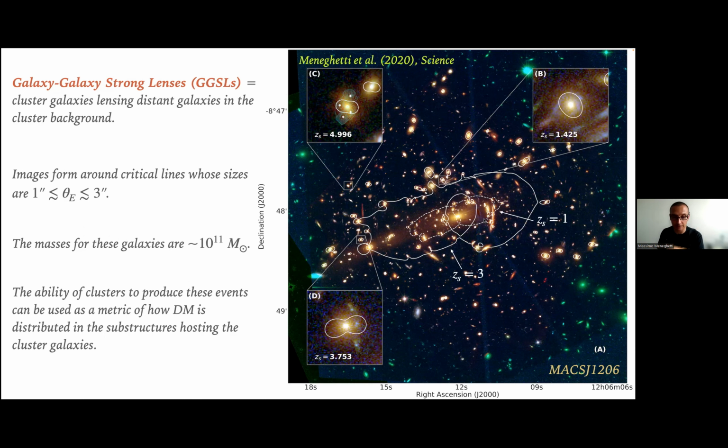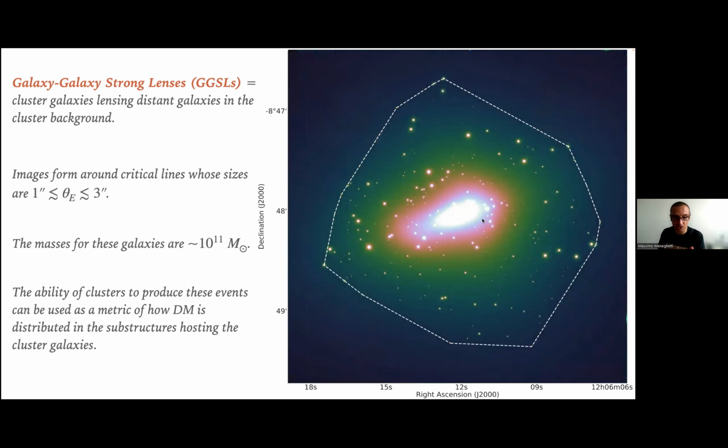Okay, and studying this kind of effect is very important because the ability of clusters to produce events like this can be used as a metric of how the dark matter is distributed in the substructures that are hosting the cluster galaxies. Okay, this is the main topic of this talk.